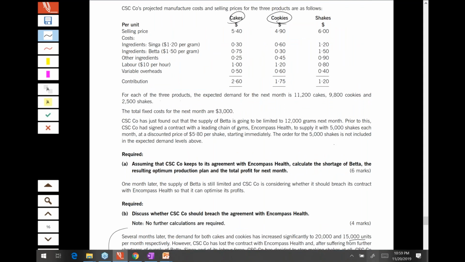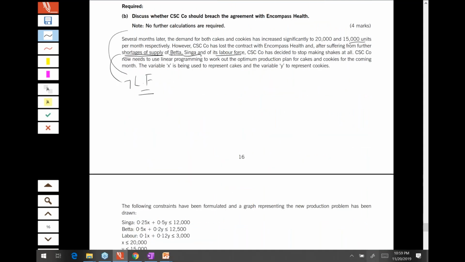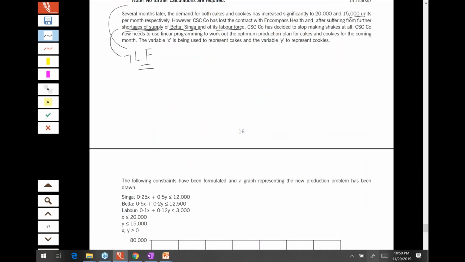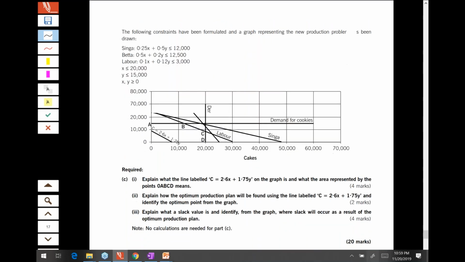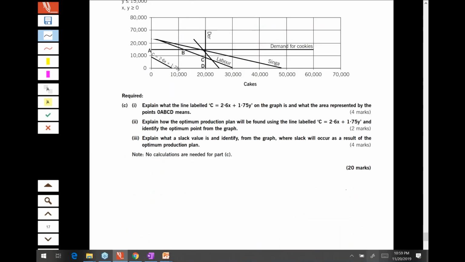Many students say to me that in a linear programming question there are three products. Never possible. In a linear programming question, three products are never possible. Okay, so it says that the variable x is being used to represent cakes and variable y represents cookies. Now this is a graph. I just quickly want to give you a quick thought about this graph.